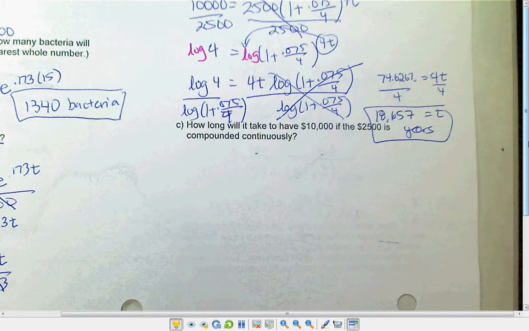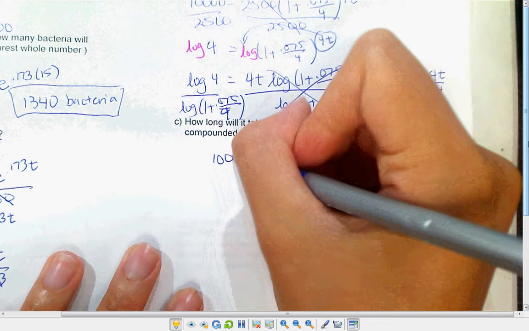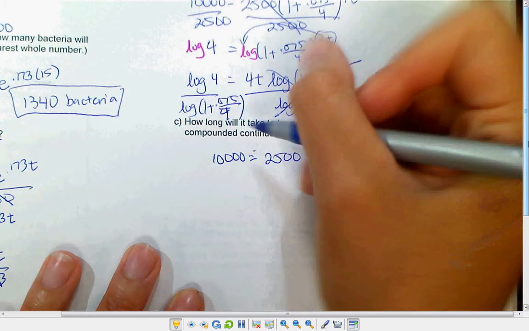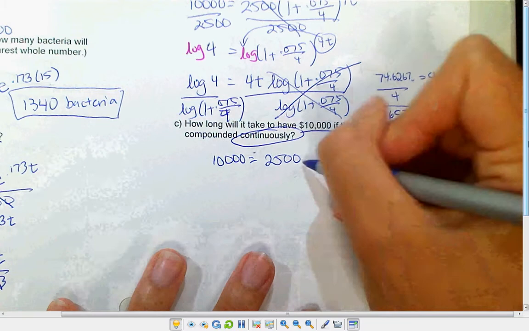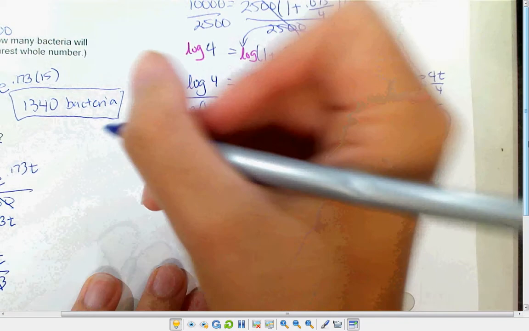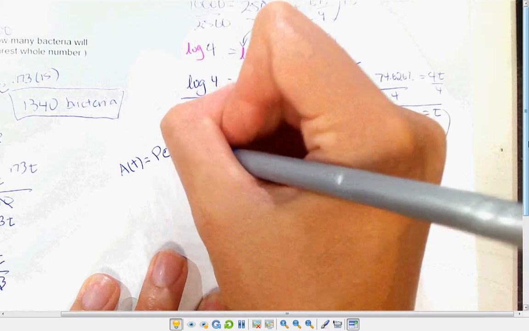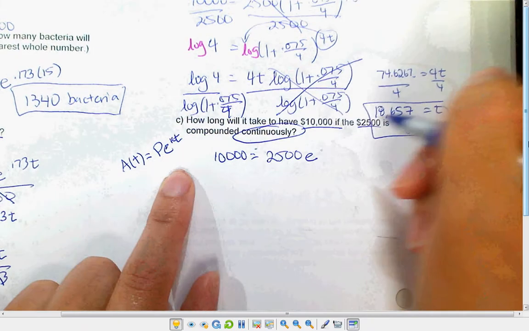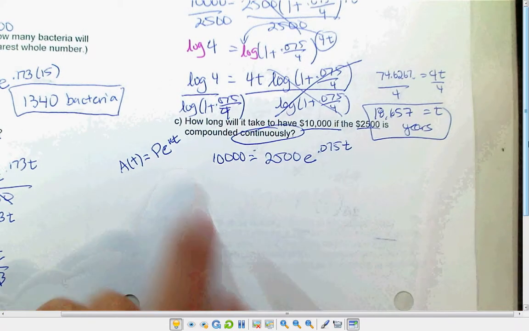Last problem here, how long will it take to have $10,000? So this is what I'm ending up with. If the 2,500 that I'm starting off with, this is new, now it's continuous. So if it's continuous, I'm using e to the power of, so this is A of t equals P e to the kt. So my rate is still the same, so it's still 0.075, and I'm still looking for my time.